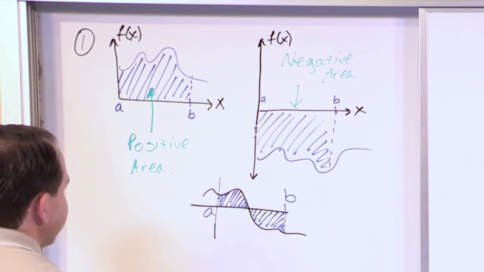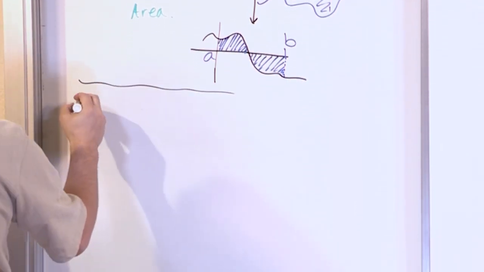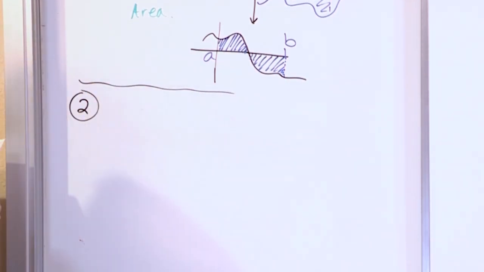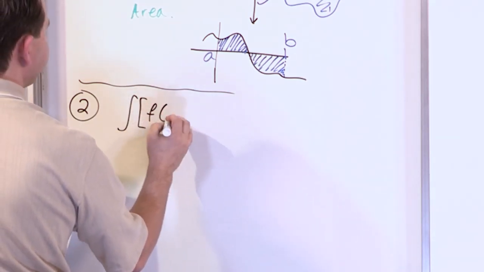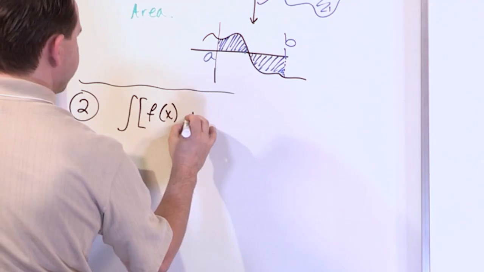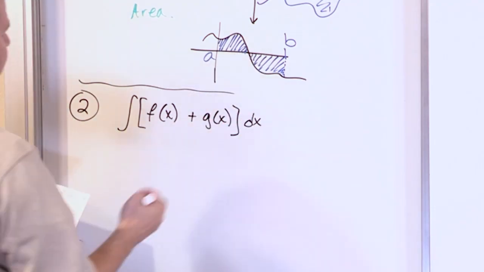All right? So that's what I want to talk about there. The next thing I want to talk to you about is what if you had something like the integration of two functions added together? So f of x plus g of x dx. What do you think would happen?